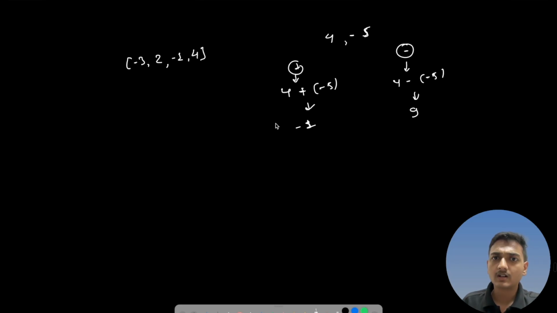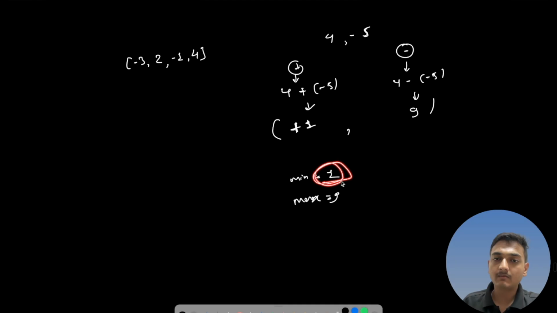What do I need to do? What is the minimum of these two? I need to take the absolute value, so I will make them absolute first of all. Now what is the minimum of it? The minimum is 1, and the maximum is 9.